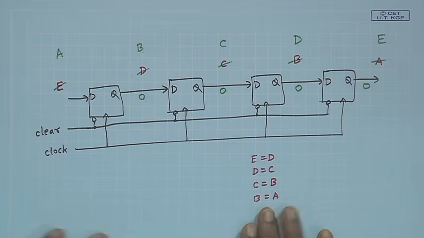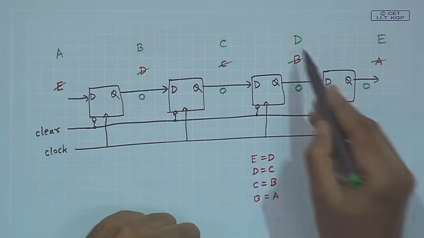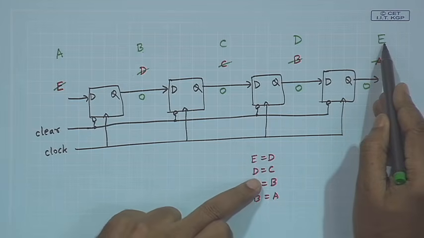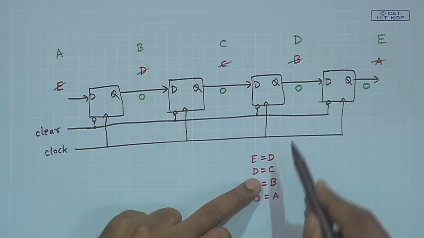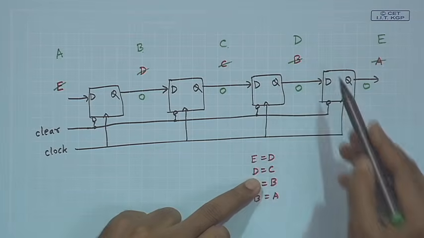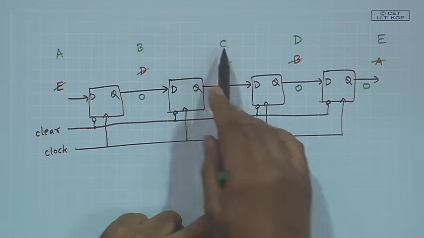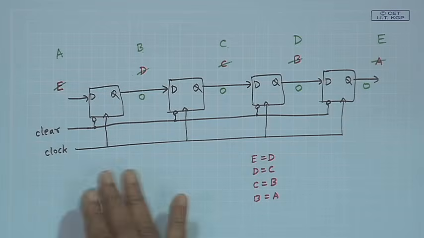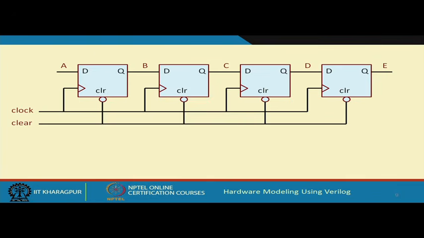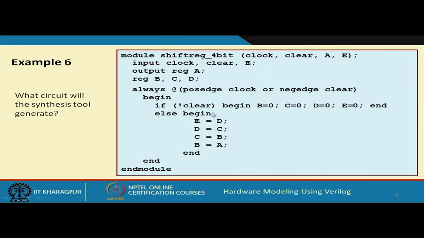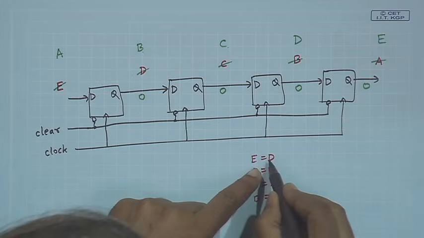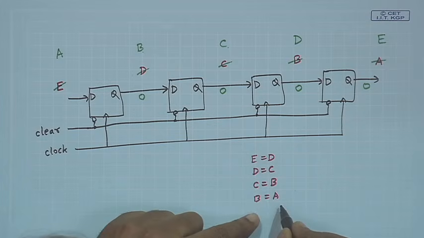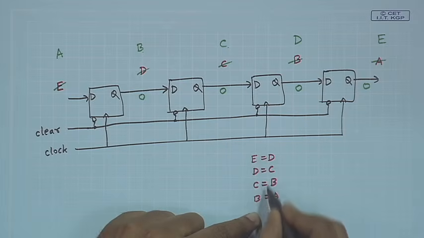What is the meaning? E equal to D means whatever is in D you are copying to E. D equal to C, whatever is in C you are copying to D. C equal to B, whatever is in B you are copying to C, and whatever is in A you are copying to B. So, this is the shift register we are trying to model. In this order the statements will be executed. These are all blocking assignments.